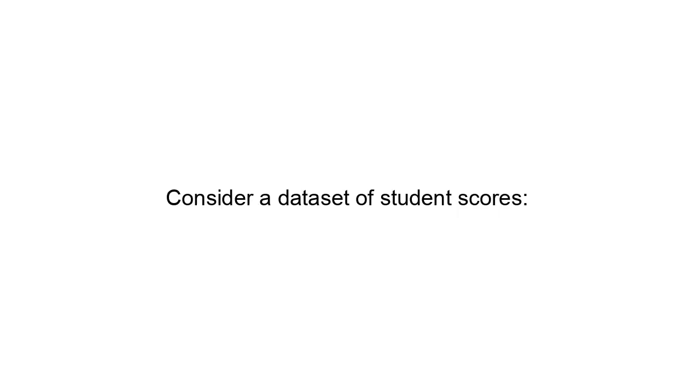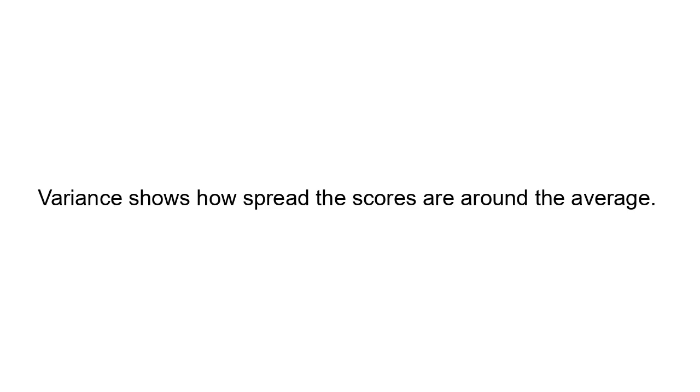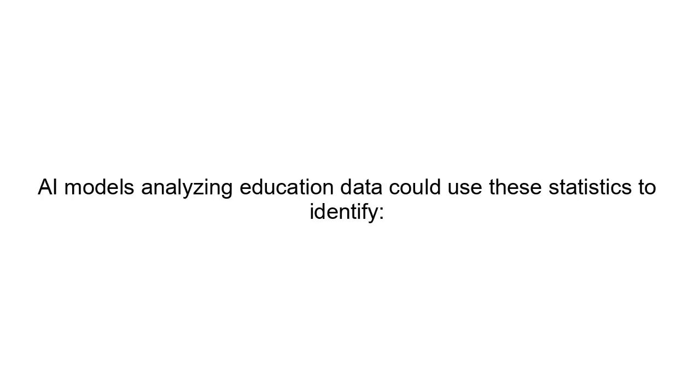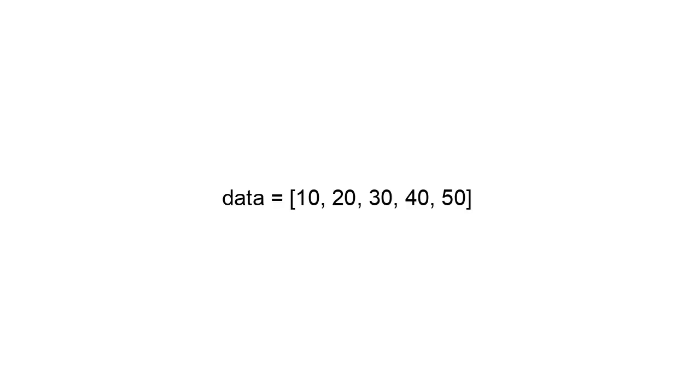Example, AI dataset analysis. Consider a dataset of student scores. Student, score: A, 60; B, 70; C, 80; D, 90; E, 100. Mean, 80. Median, 80. Variance shows how spread the scores are around the average. AI models analyzing education data could use these statistics to identify average performance, typical student scores, and score variability.